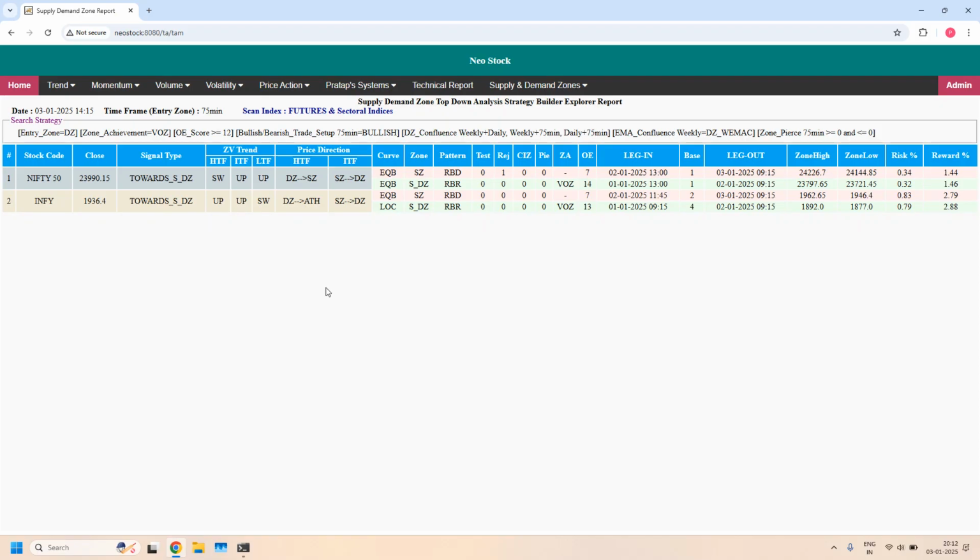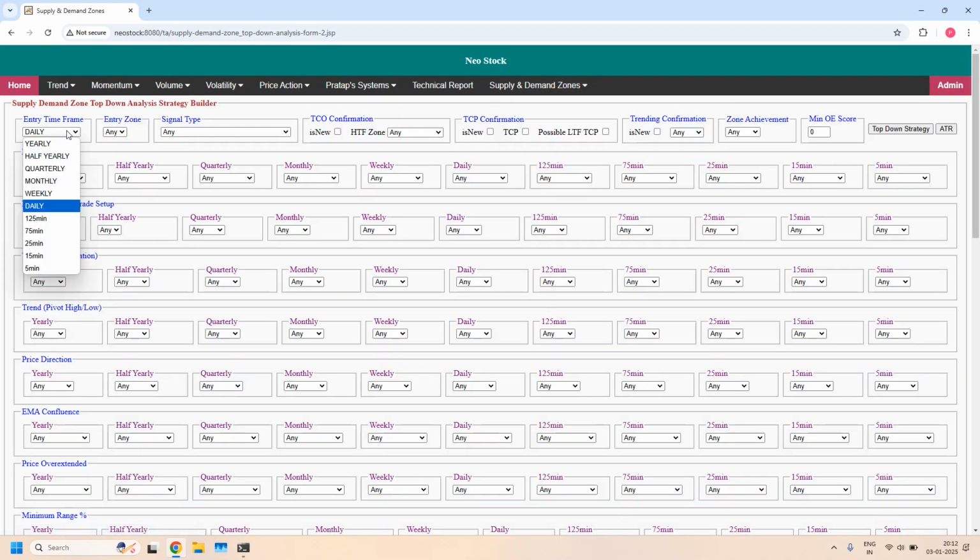Okay, this is about a bullish trade setup for weekly income trade. Next, bearish trade setup for weekly income trade. Entry time frame 75 minutes, entry zone, supply zone. In bullish or bearish trade setup at 75 minutes, I am selecting bearish.